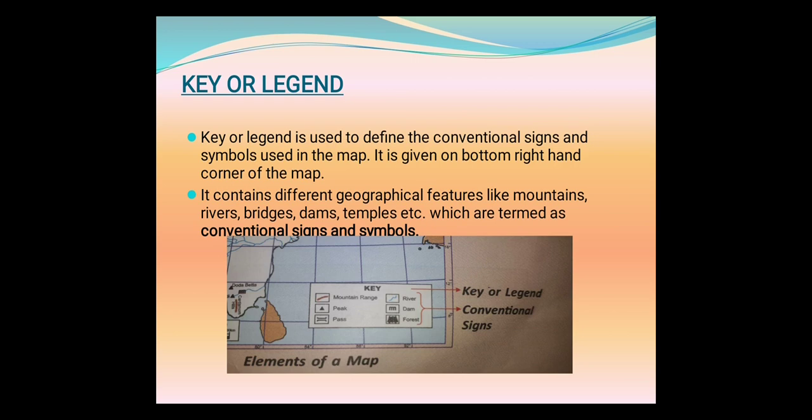The next element of the map is key or legend. What is a key or legend? A key or legend is used to define the conventional signs and symbols used in the map. As you can see in the bottom right hand corner of the map, conventional signs and symbols are shown within key or legend.